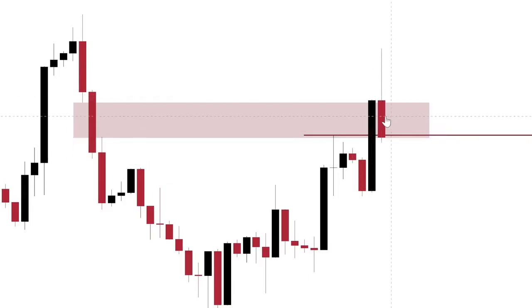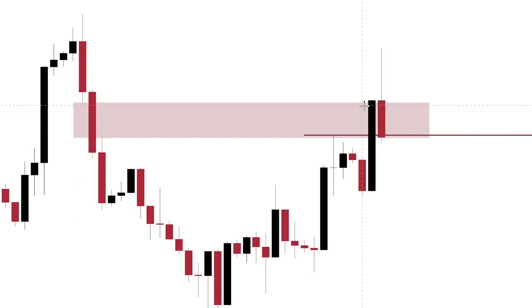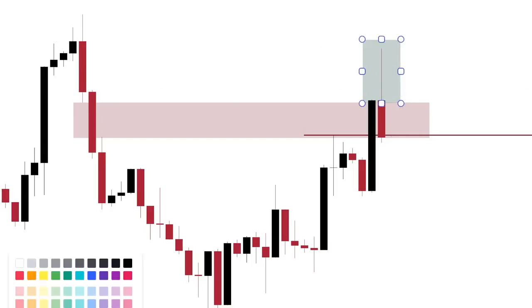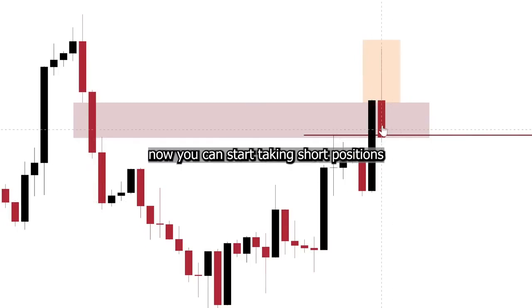that price closed and closed back inside of the range. So what happened here? Here is your fair value gap purge. So once you got that and price closed below, now you can start taking short positions.